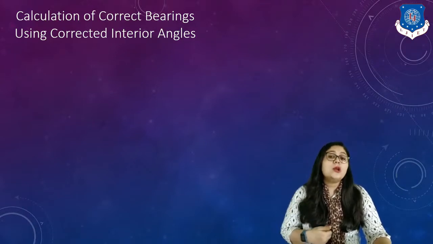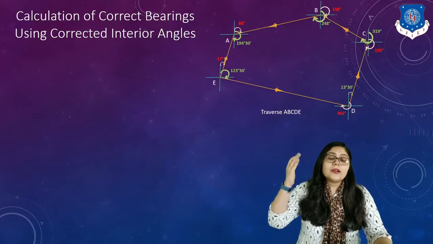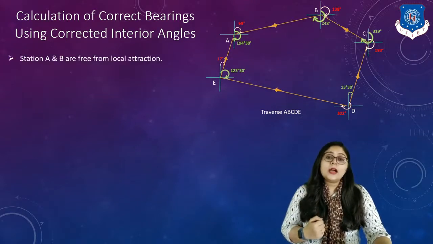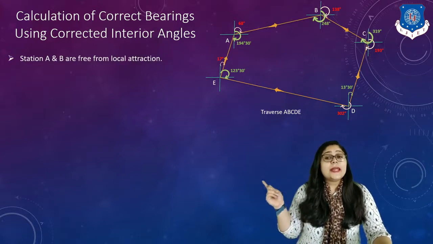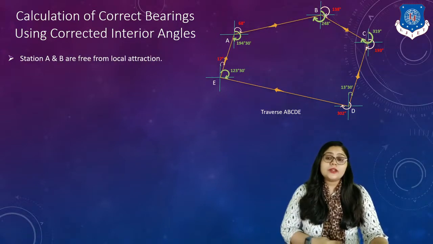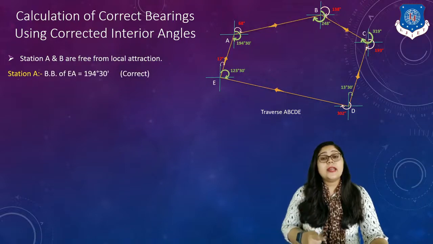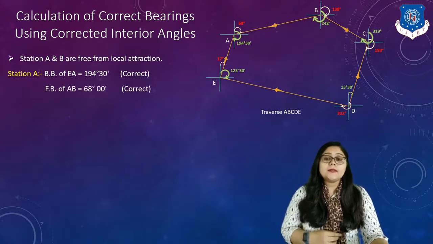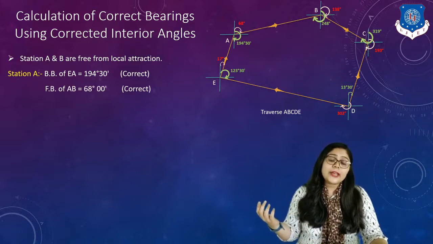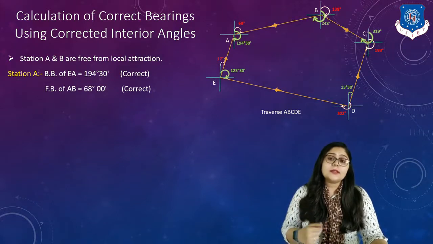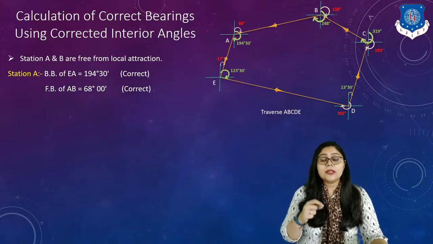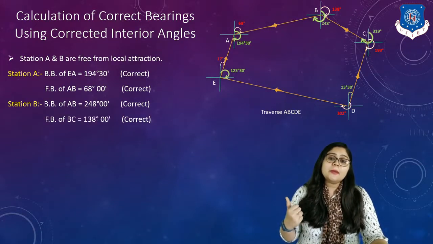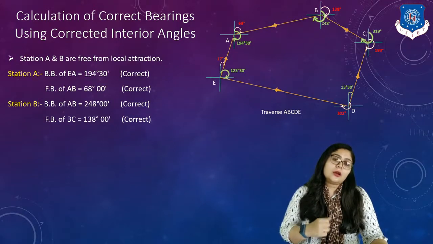The first method. For that, the traverse that we have drawn looks something like this, right? Now we know that stations A and B are free from local attraction. So for station A, I can say the back bearing of EA is correct, as well as the fore bearing of AB, as this is free from local attraction. That given value is correct, right? As well as for station B, the back bearing and fore bearing are also correct.